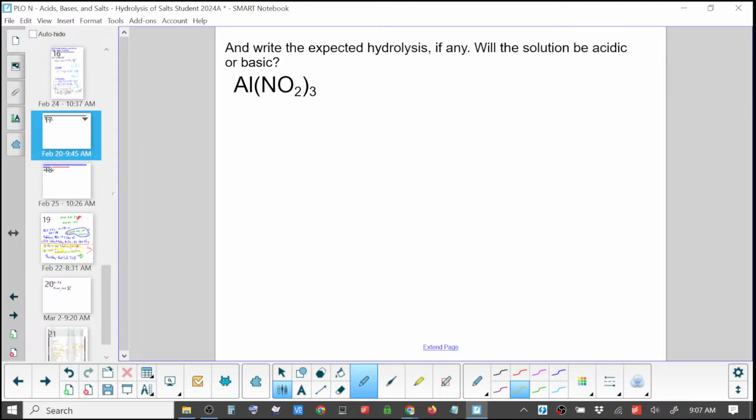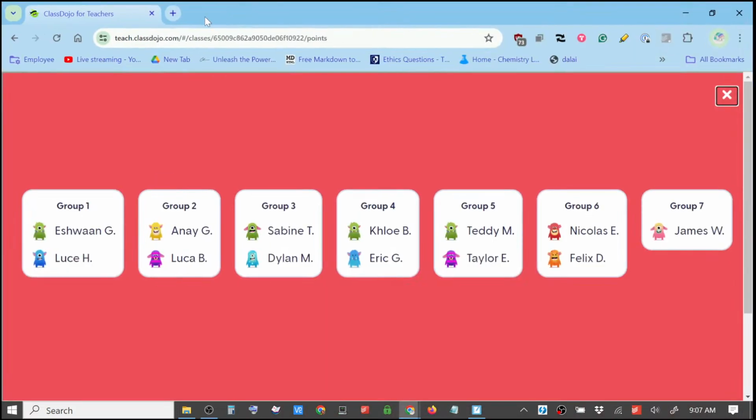Write the expected hydrolysis for, again, those. This is a similar practice to the last one. Will it be acidic or basic? New groups. Go. James, you may join any group or do it on your own.